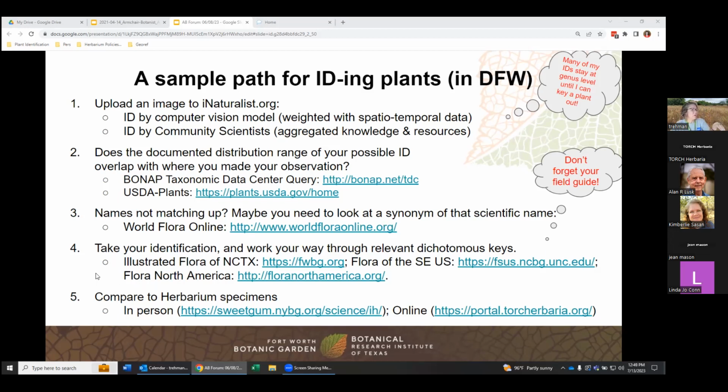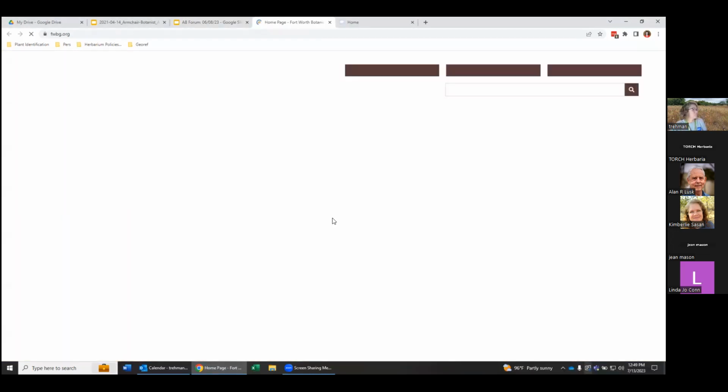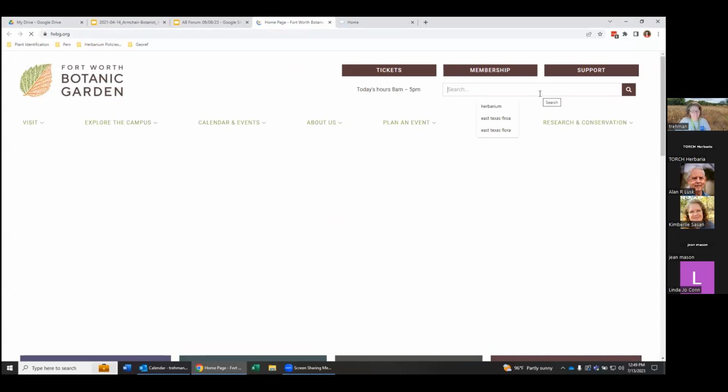One of the other things I do is I then work myself through a key. Because we're collecting here with our interns in North Central Texas, I'll be using the Illustrated Flora of North Central Texas. Oh, did I really not? Okay, I didn't put it in here.